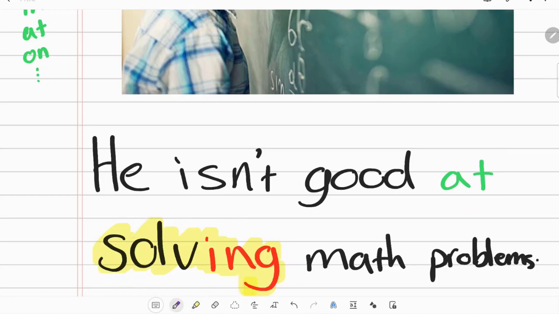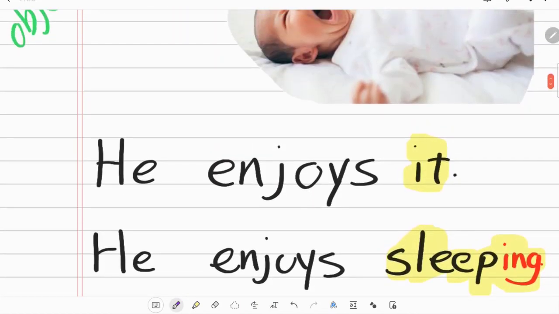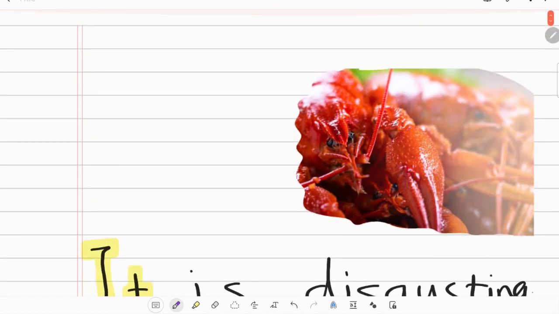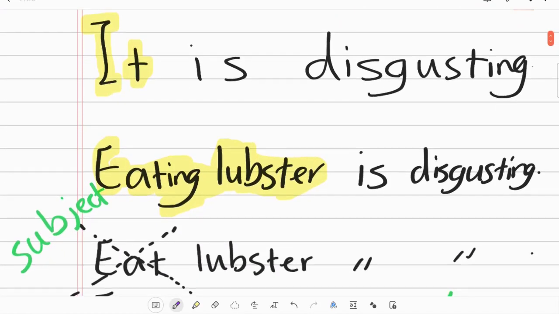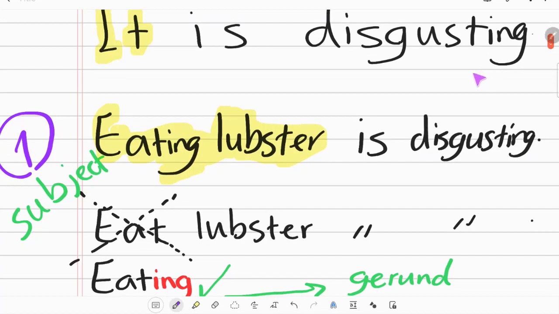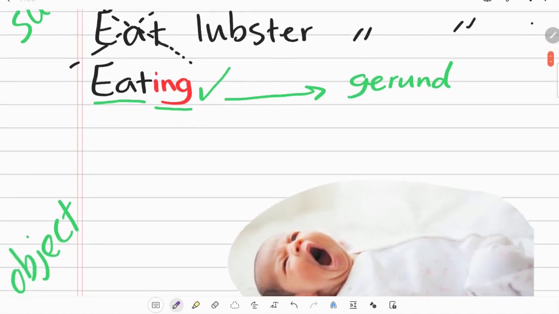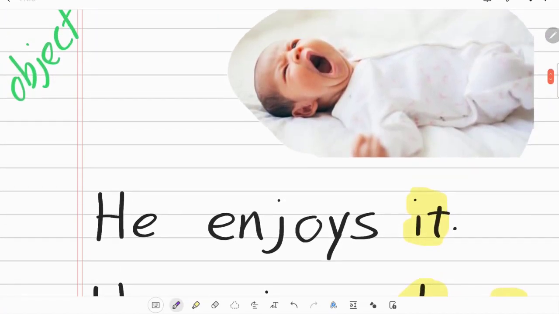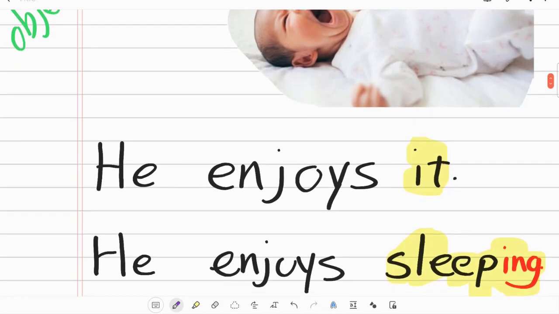Thank you so much. These were 4 applications of gerunds. Let's just review them. The first one, when it is the subject of a sentence, like this one, eating lobster is disgusting. And next one, it was the object of a sentence. He enjoys sleeping, so we call it number 2.